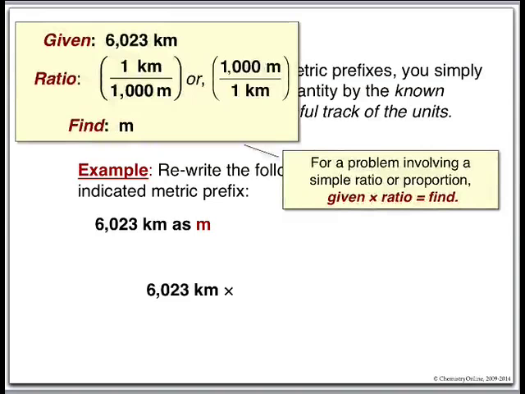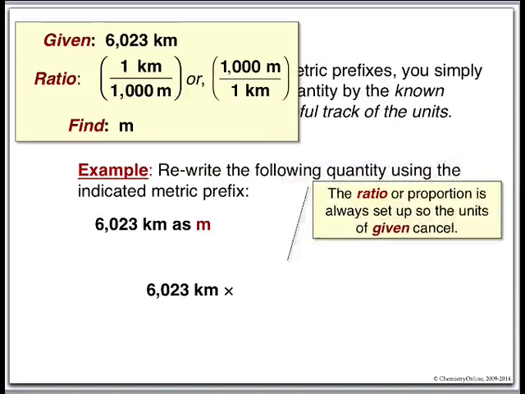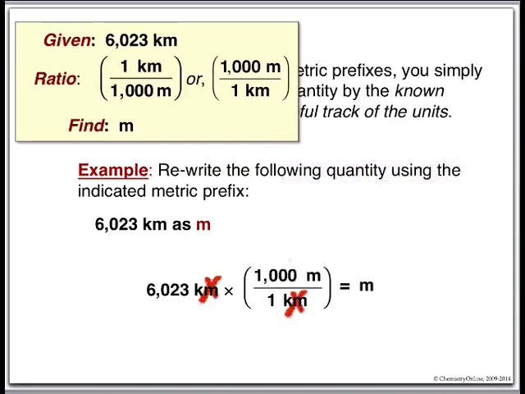So to do our problem, we start off with our given. The ratio we want has got to be this one because the unit of given must be in the denominator. And we do this because now kilometers will cancel top and bottom. We're left only with meter, which is what we were trying to find. Do the simple math. 6.023 times 10 to the 6th meters. Any questions?